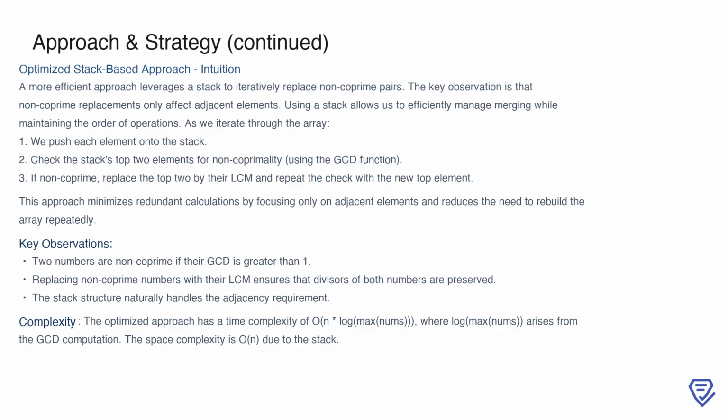A few key observations make this method effective. First, two numbers are non-Coprime if their GCD is greater than 1. Second, replacing these numbers with their LCM ensures that all divisors of both numbers are preserved. And finally, the stack structure naturally enforces the adjacency requirement, simplifying the process. In terms of complexity, this approach runs in O(n log(max(nums))), where the log(max(nums)) factor comes from the GCD computation. The space complexity is O(n), due to the stack.